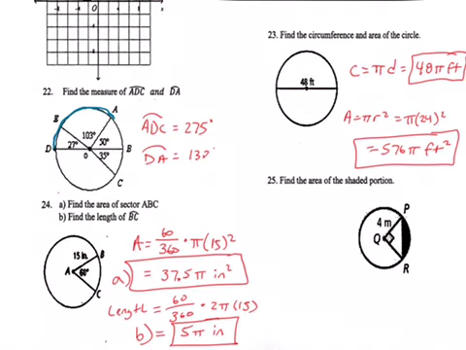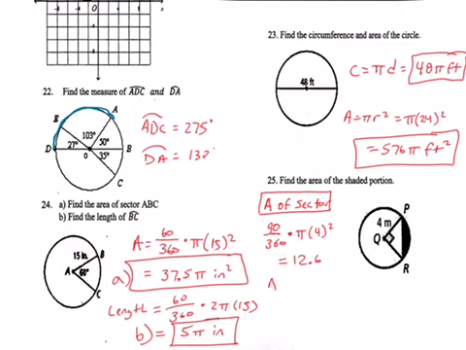And then in 25, they're asking you to find the area of the segment. So we're going to take the area of the sector minus the area of the triangle. So sector area, you're doing 90 over 360 times area of the circle. So pi times 4 squared. This time I'm going to take the area of the sector and put it in decimal form. So it's right around 12.6.